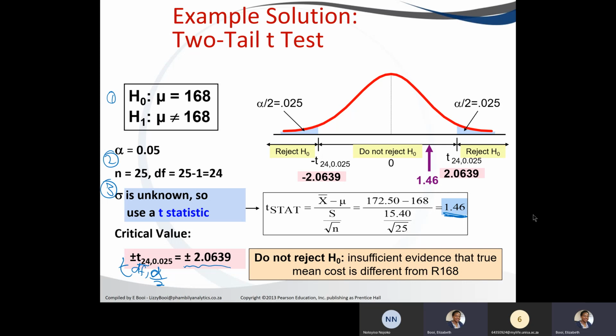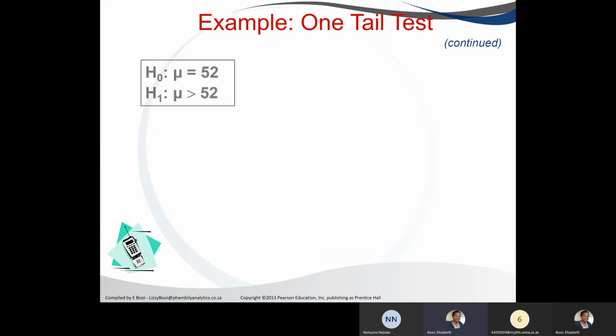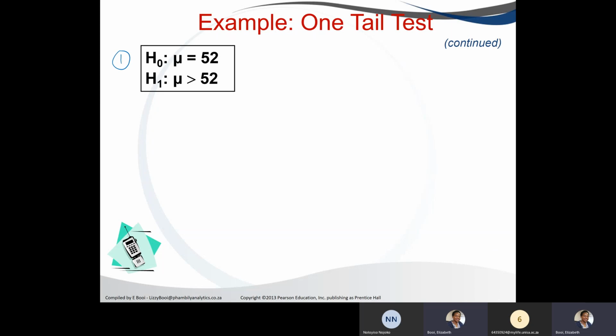Based on similar information, we can look at a one-tailed test and how we make decisions with it. The mean is less than or equal to 52 Rand, and the alternative is that the mean is greater than 52. Since it is greater than, it means we're doing a one-tailed test. State the null hypothesis and alternative hypothesis based on the information given.